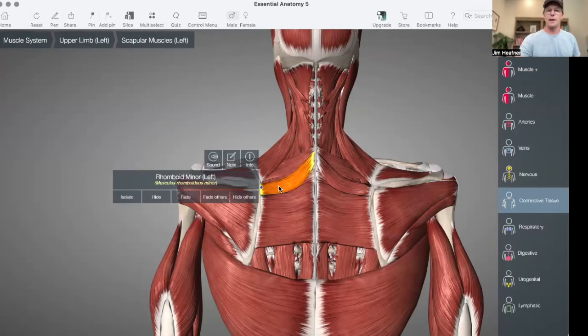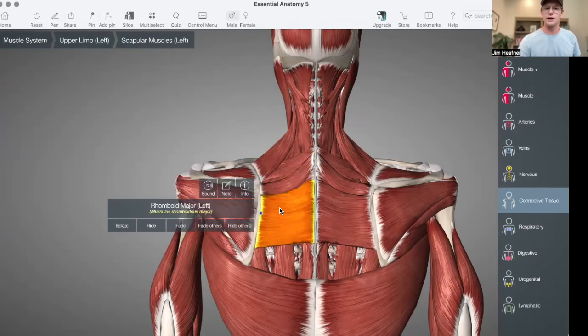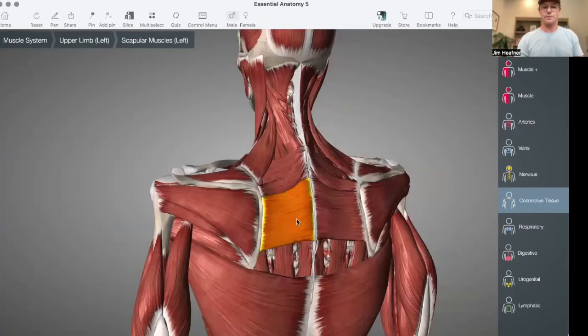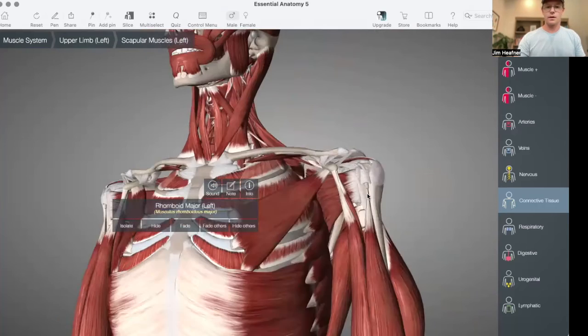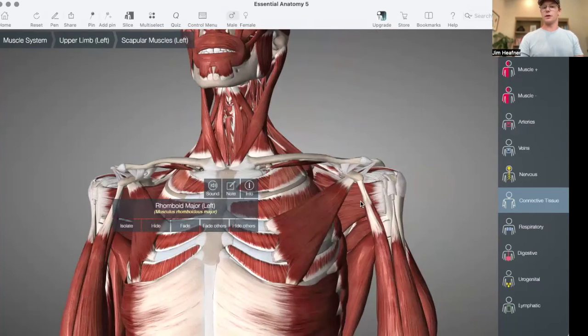So we have rhomboid minor, and then right below it, the rhomboid major, and those go from the thoracic spine connecting over onto the medial border of the scapula. Those two, you could think of them as a downward rotation. That rhomboid, levator, downward rotate. They have other subfunctions, but those work together to bring the shoulder blades towards the spine. So those are some posterior muscles.